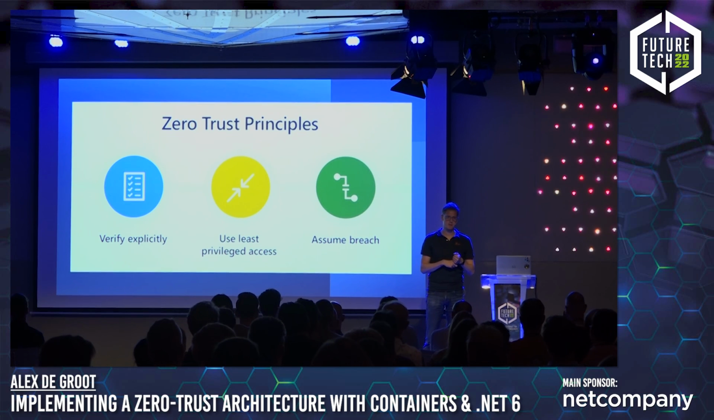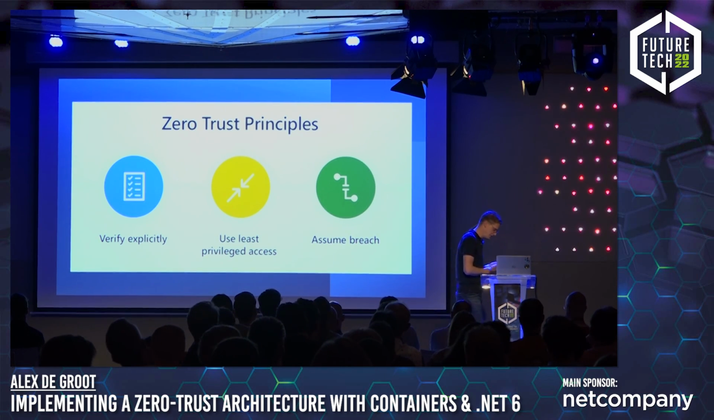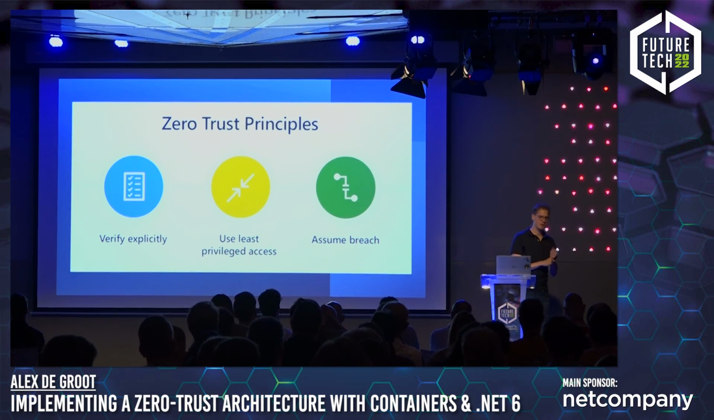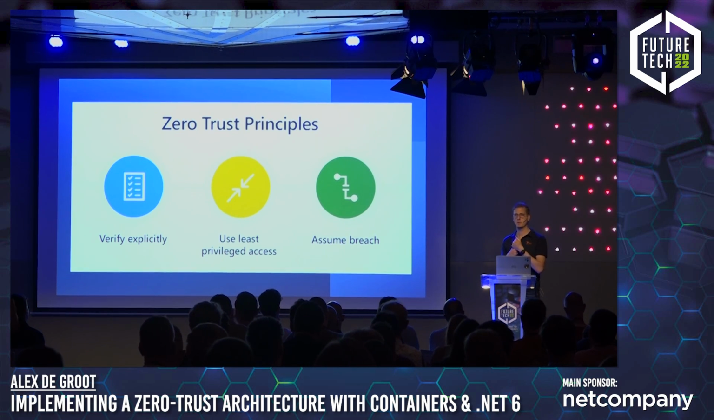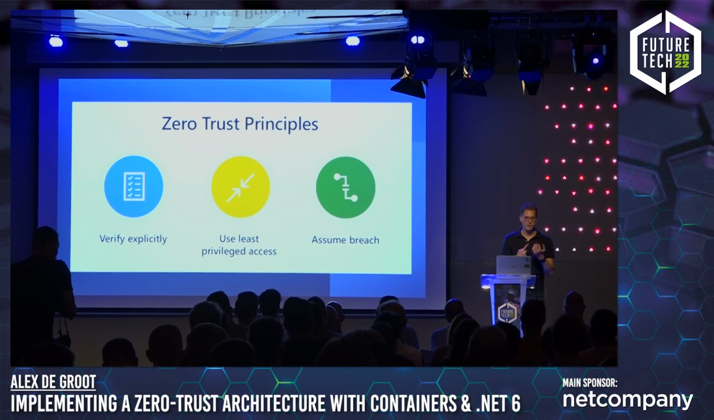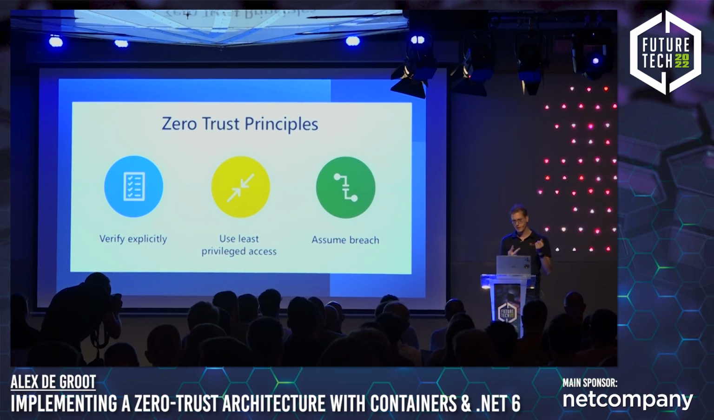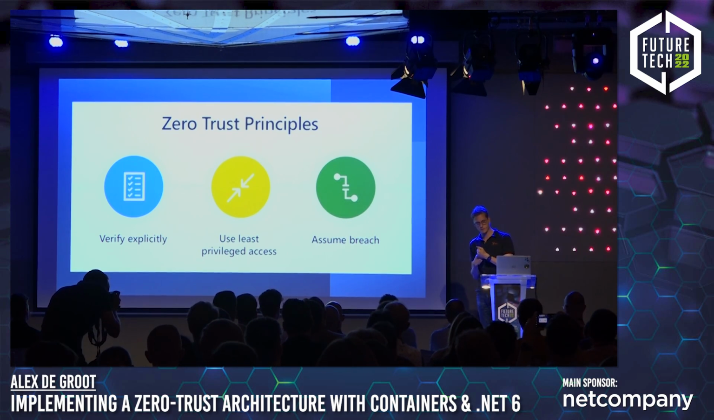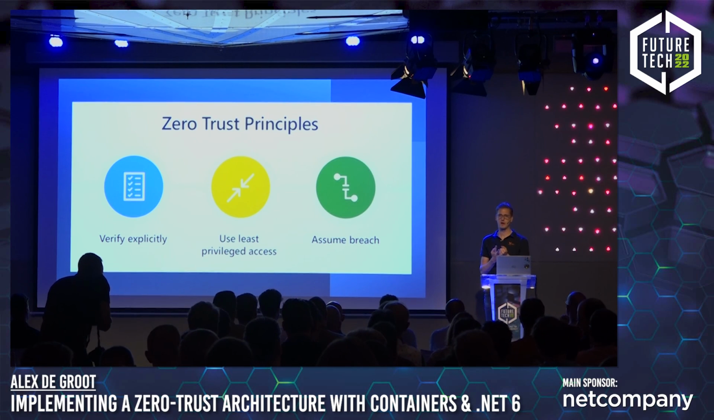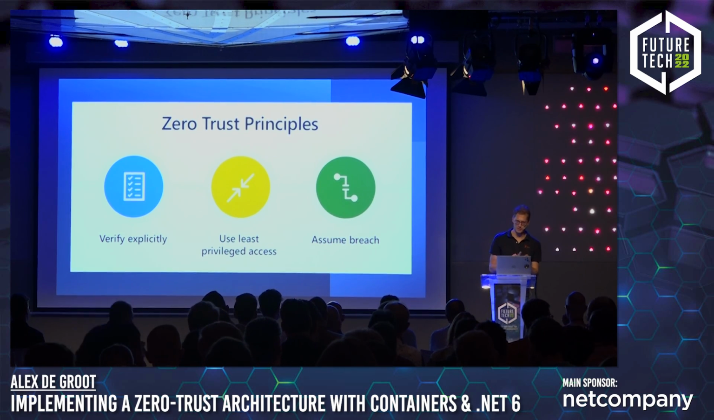Verify everything explicitly. That starts with the smallest int to uint, but it also starts with reducing the files you allow for opening. But also that means input validation, guys. I know it's horrible to write, but actually in ASP.NET Core 6, they have done quite a nice job to do it. Use least privileged access so that they cannot misuse your account. And assume breach. Assume that this intruder is on your container.